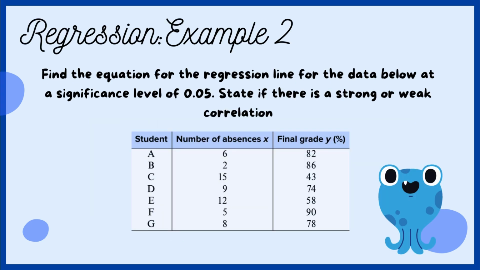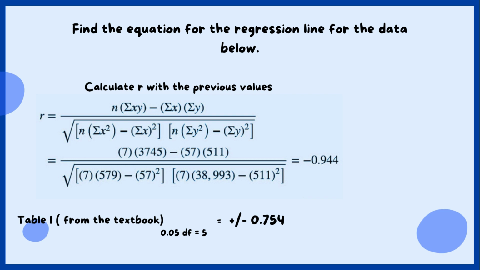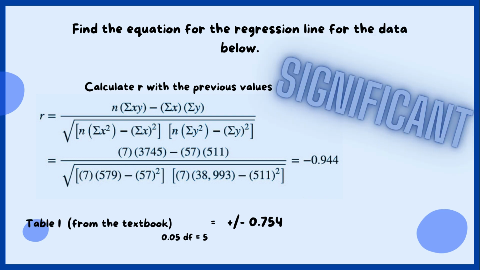Example 2. Find the equation for the regression line for the data below at a significance level of 0.05. State if there is a strong or weak correlation. Find and fill in the values for sigma x, y, xy, x squared, and y squared within the table. Calculate r with the previous values, and you'll see it's significant.